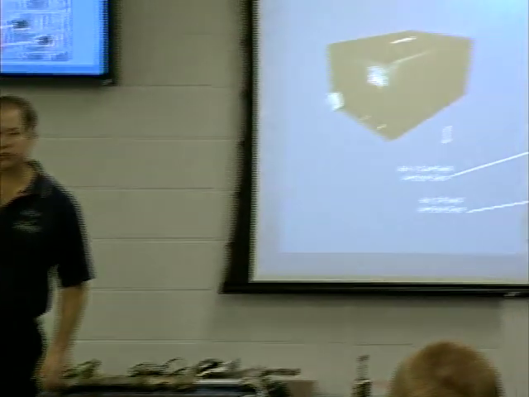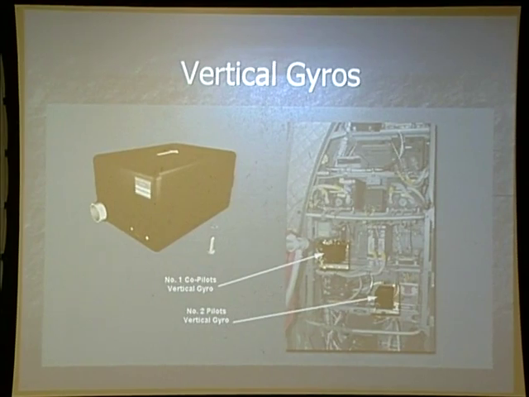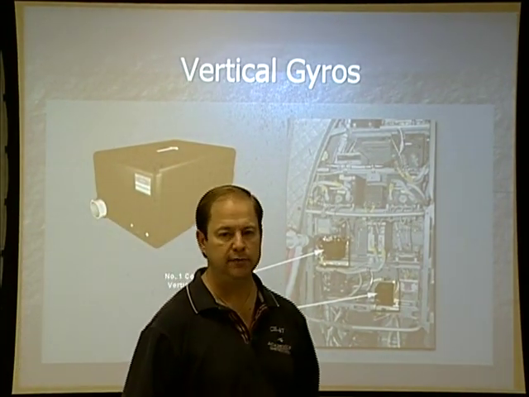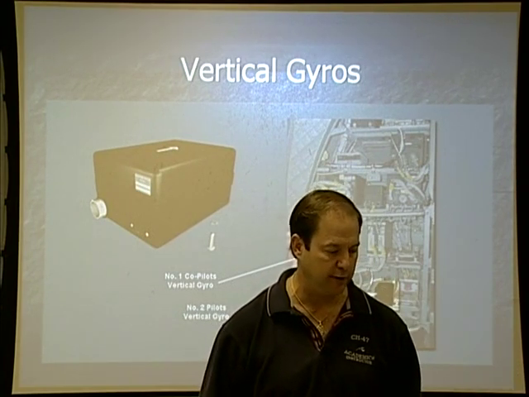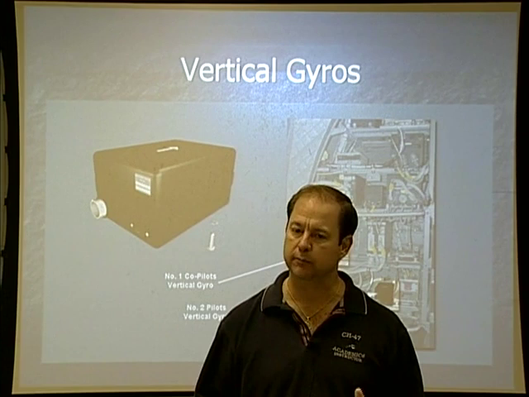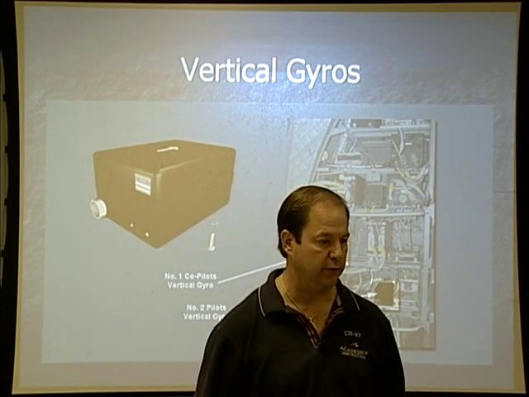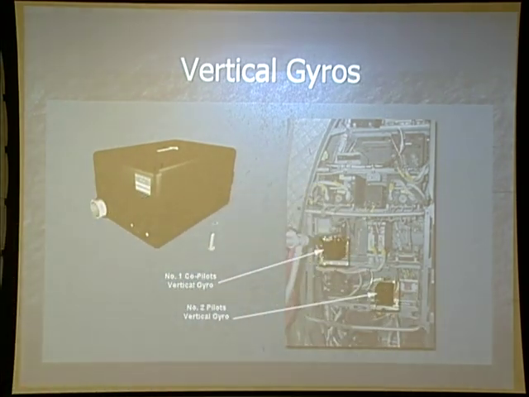Continuing on, signals that are being processed by the computers. You got your vertical gyros. We have two vertical gyros, both located in the avionics closet on the left side of this aircraft, between station 95 and 120. We've already saw them one time. We've referenced them a couple of other times. But these vertical gyros is what's sending signals to the computers for your vertical references.